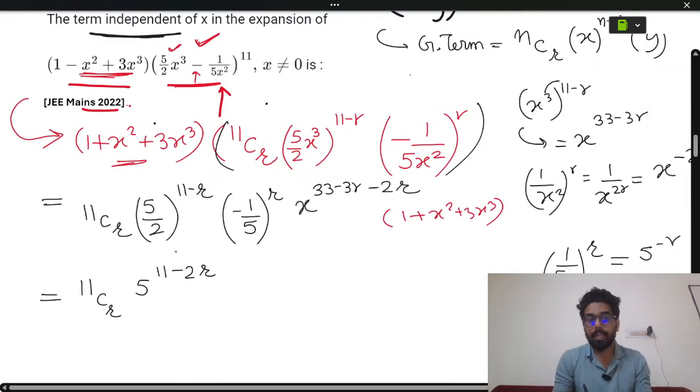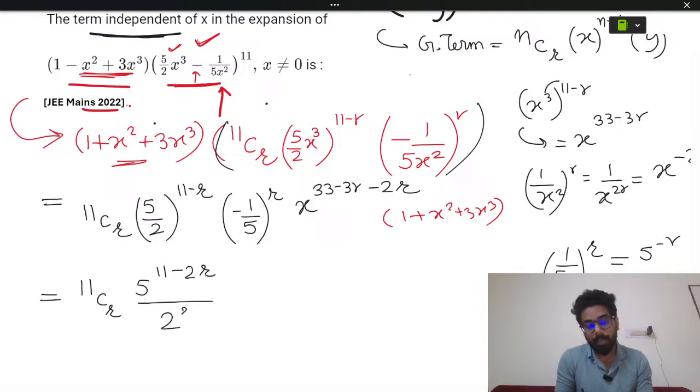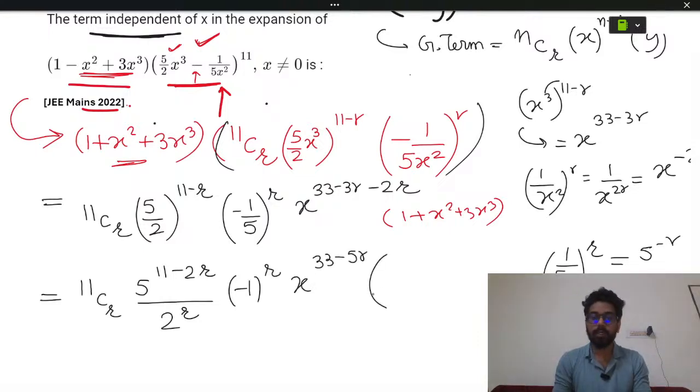Okay. Here you will have 2 to the power r multiplied by minus 1 to the power r. If r is odd, we will have minus 1. If r is even, we will have plus 1. Okay. And this one will become x to the power 33 minus 5r, and now we are going to get the answer. Multiply 1 plus x square plus 3x cube.